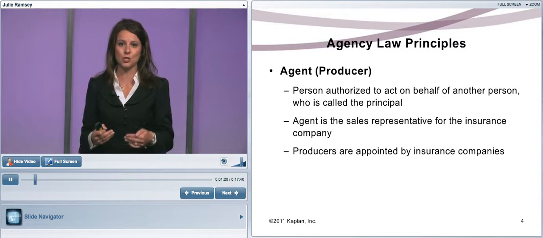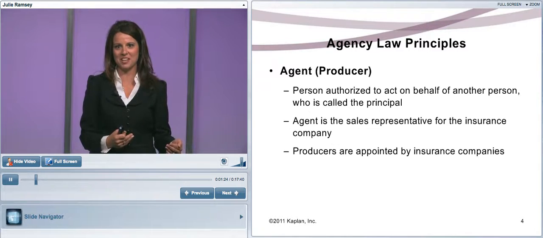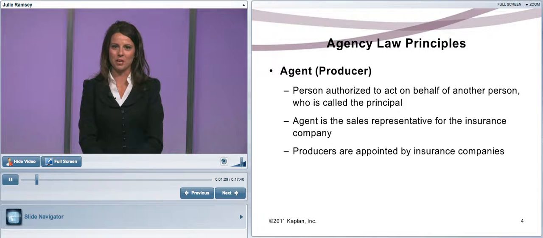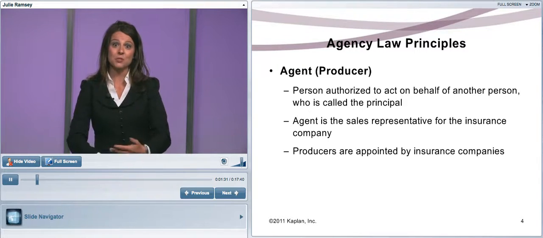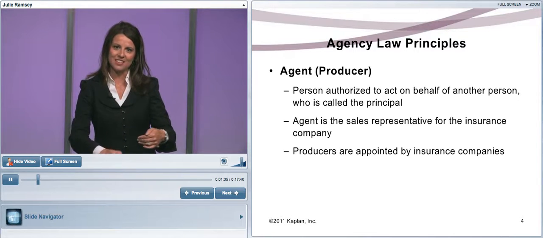Agents are appointed by insurance companies. You can't just decide, oh, I want to sell for this insurance company today. You have to be contracted. You have to be appointed with that insurance company before you can represent them. As we said, the principal is the insurance company. That's who the agent represents.